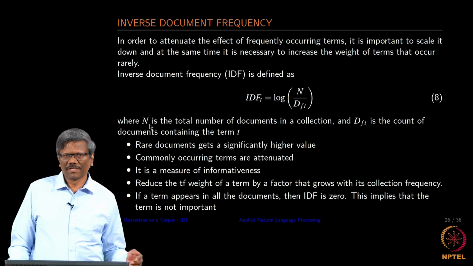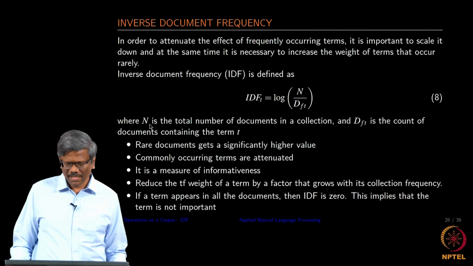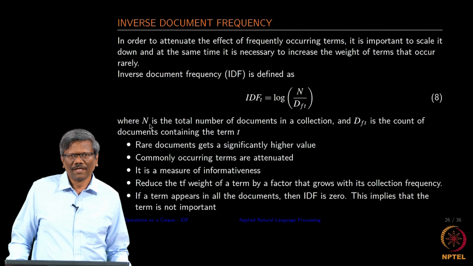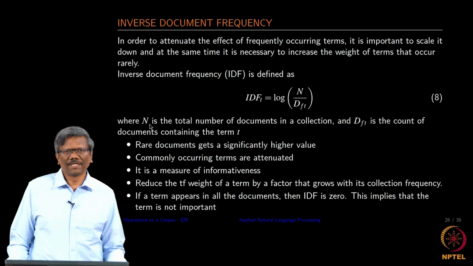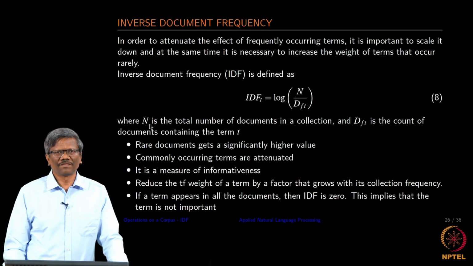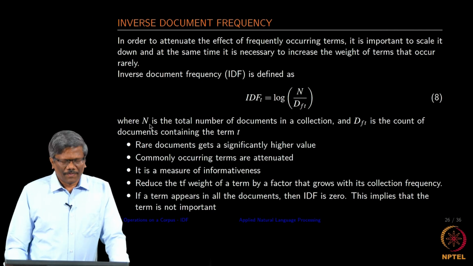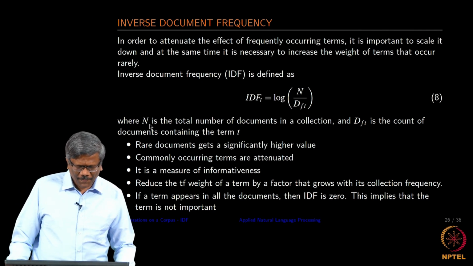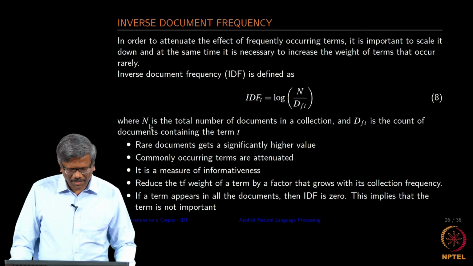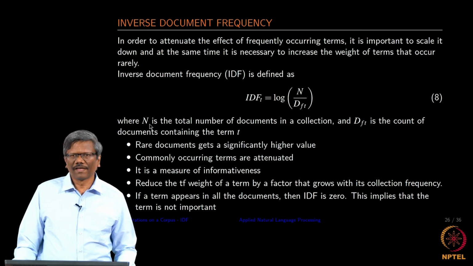N is the total number of documents in the collection and DF_t is the document frequency. That means it is the count of the documents containing the given term t. So, that means IDF_t is computed for every term in the given document. By doing the IDF, rare terms get a significantly higher value.